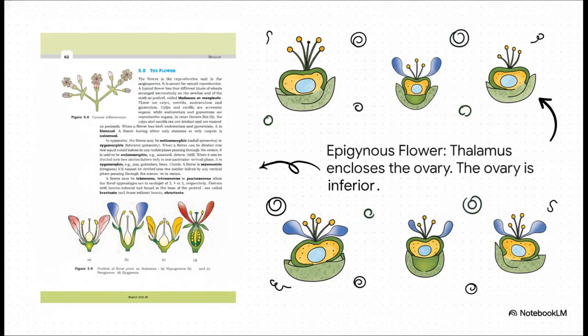And finally, we have the epigenous flower. Here, the thalamus grows all the way up and completely surrounds and fuses with the ovary. The other parts then attach to the very top of this structure, so they actually look like they're sitting above the ovary. This arrangement offers maximum protection and creates what's known as an inferior ovary.